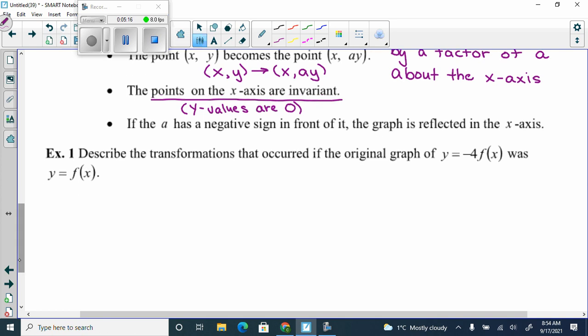So here, describe the transformations that occurred if the original graph of y equals f of x became y equals -4 f of x. What do we have here for transformation? Vertical.